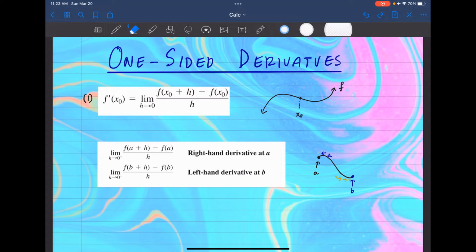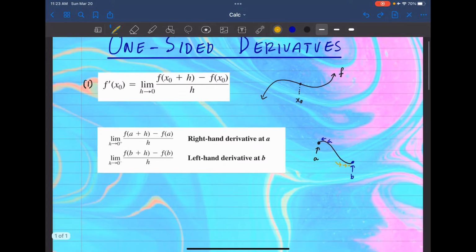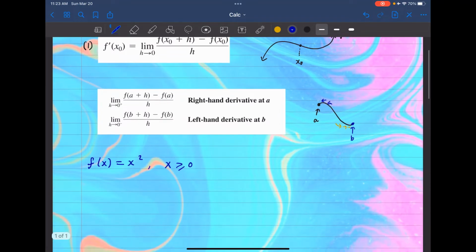Now let me illustrate this idea with an example so that you understand how to work with this formula. Suppose we have a function, let's say f of x equals x squared, only on the interval x greater than or equal to 0. And we want to find the derivative of this function at x equals 0, if it exists.